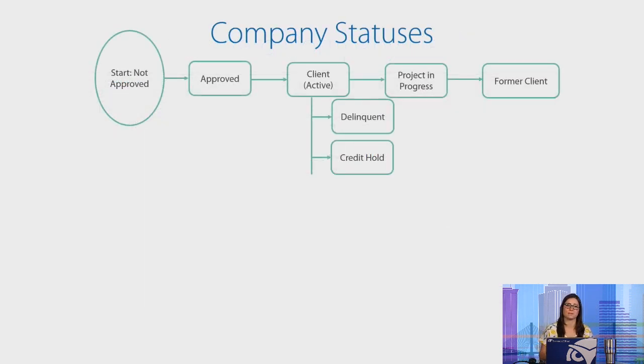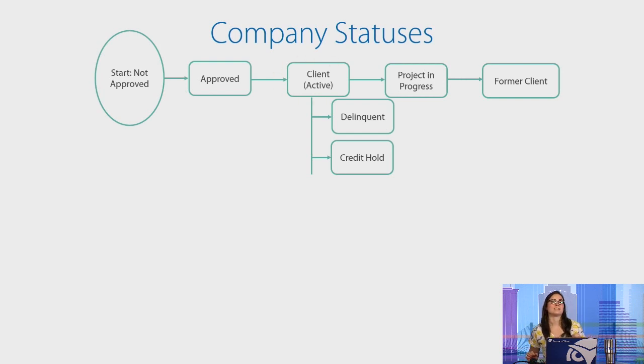As a kind of walkthrough through company status, remember it's their financial standing. So it's what's going on with them. We start off with someone who's not been approved. They're likely a lead in our system still. We're going to move them into an approved status maybe when we're working on a sale for them. And then when they are fully onboarded, we're going to put them in an active or client status. That's what you see right here in the middle.